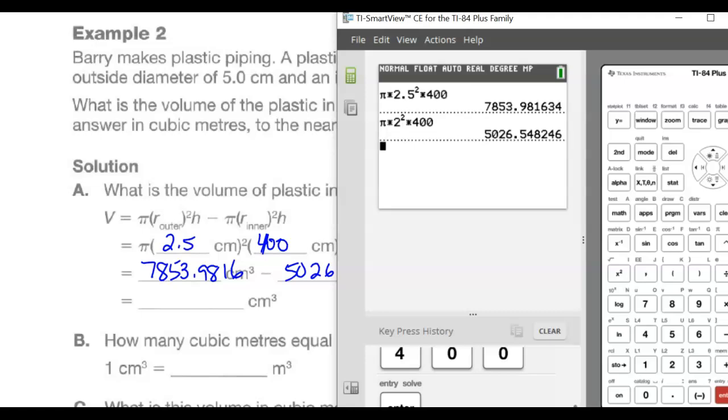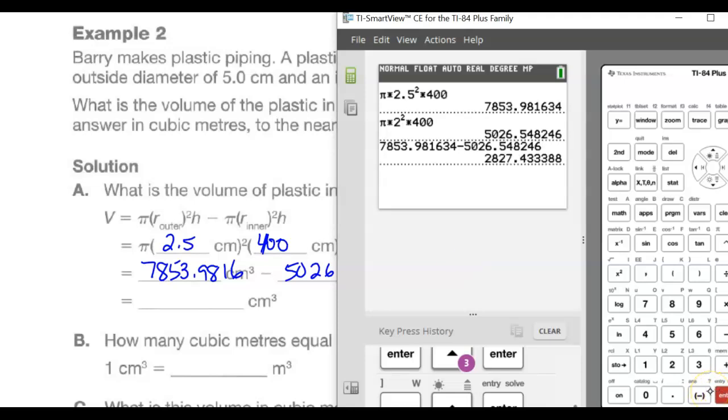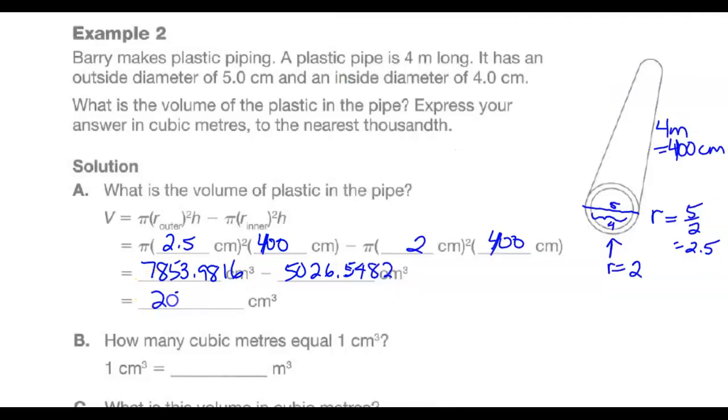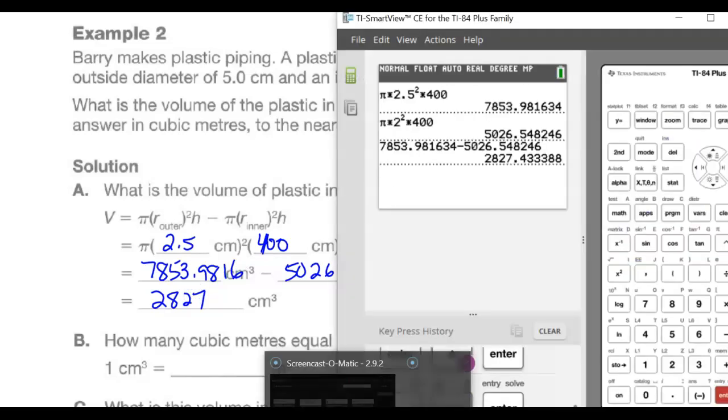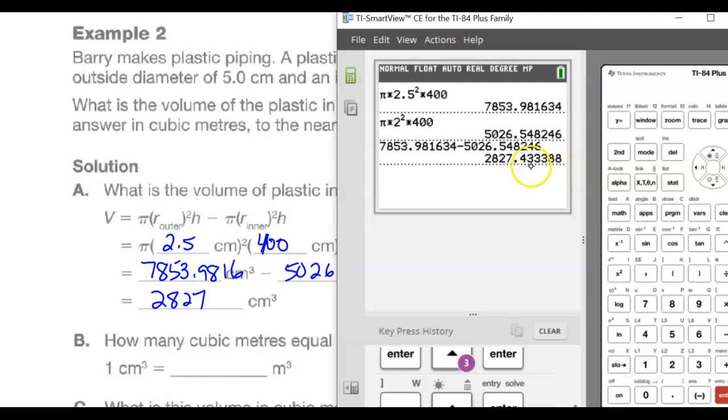If you have a calculator that you can go back and copy them out, do that. Otherwise, you've written down 4 decimal places, which is good. The difference is 2827.4334, with 4 decimal places.